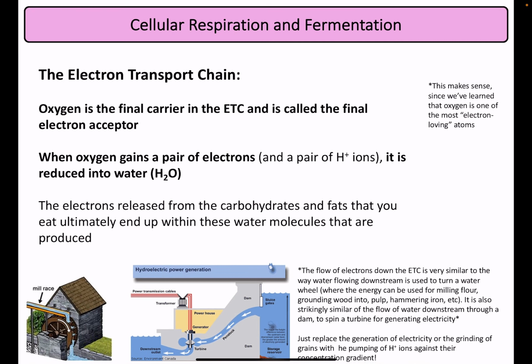All right, so the only thing we have left to cover here is that final process of using that special enzyme called ATP synthase to use the proton gradient to build ATP. So that's where we're headed. This slide is just emphasizing the importance of oxygen. It is the final carrier in the ETC. It is the final destination of our electrons that originated from our food, like glucose. That is why we call it the final electron acceptor.